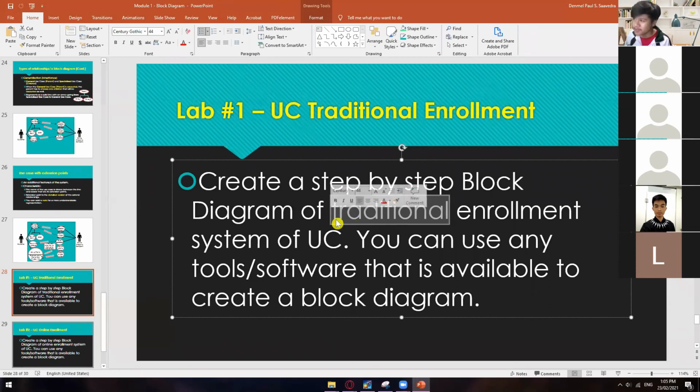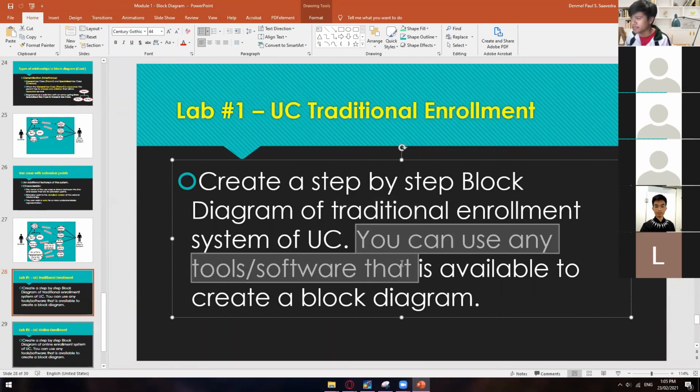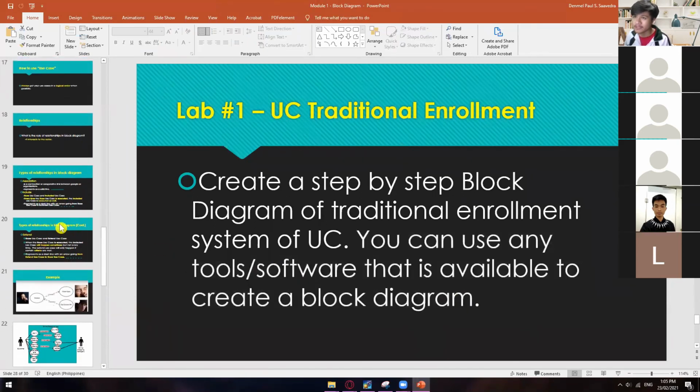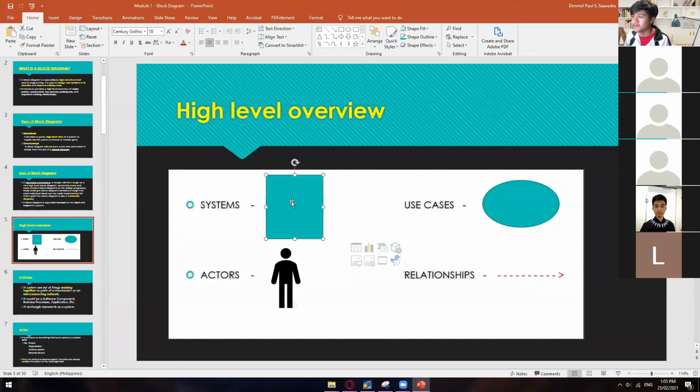Of course, you go to UC, you go to the department, you get your clearance, reserve a subject, etc., until the payment of your tuition fee. You can use any tools or software that is available to create a block diagram. I will not explain how to use such tools anymore since it is self-explanatory. What is important is that you know this one is the system, this one is the actions, here we have the actors, and here we have the kinds of relationships, then you're good to go.